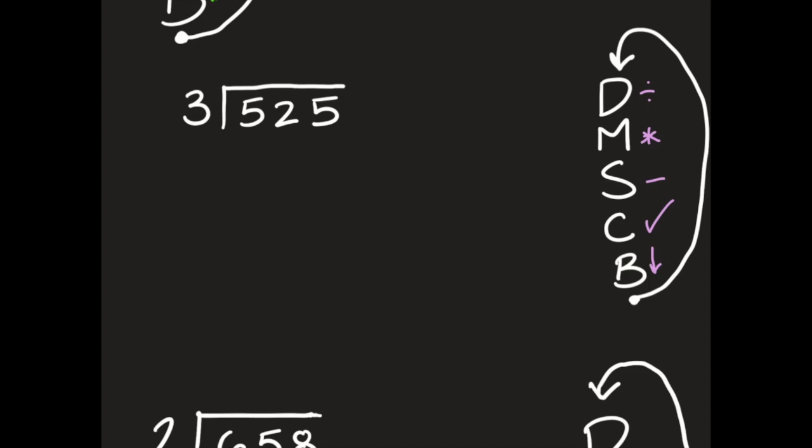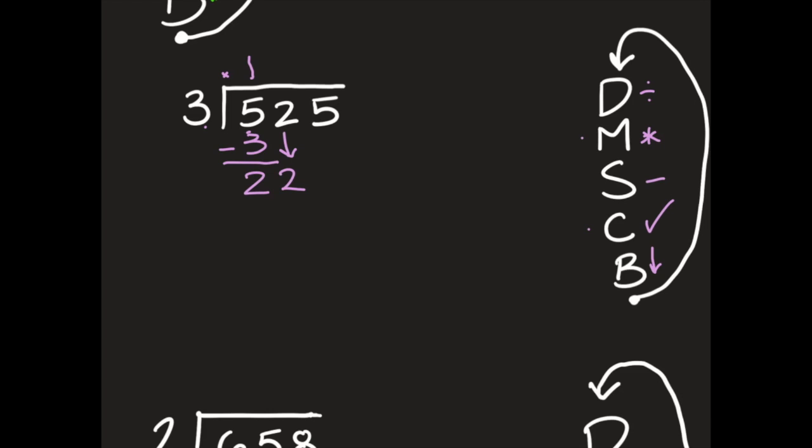All right, so my first one, divide. So I need to think, okay, how many groups of 3 can fit into that first number 5? And they can only go in one time. 1 times 3 is 3, so I'm multiplying right here. Now I'm going to subtract. 5 minus 3 is 2. I'm going to check. Is 2 smaller than 3? Yes. So then I'm going to bring down. So now I have 22.